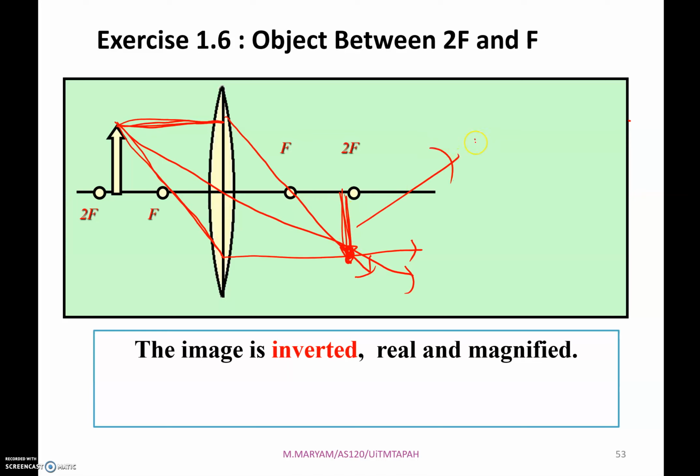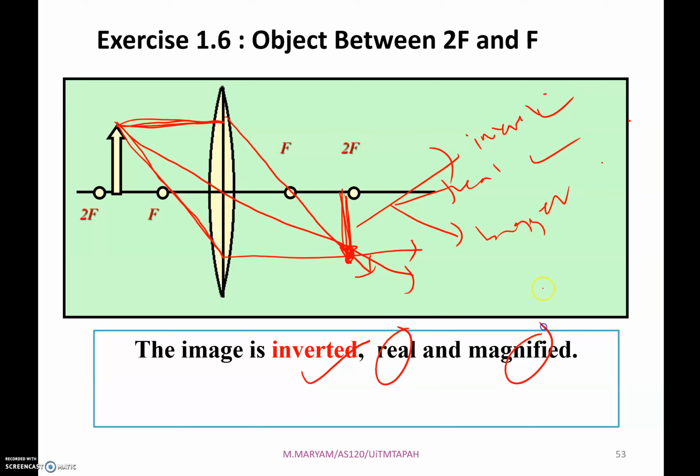So let's write down the characteristic, which is inverted. It is also real, as it is at the back of the lens, and slightly bigger. Let's check our answer then. The image is inverted, correct. Real, yes, and also magnified. Easy, right?